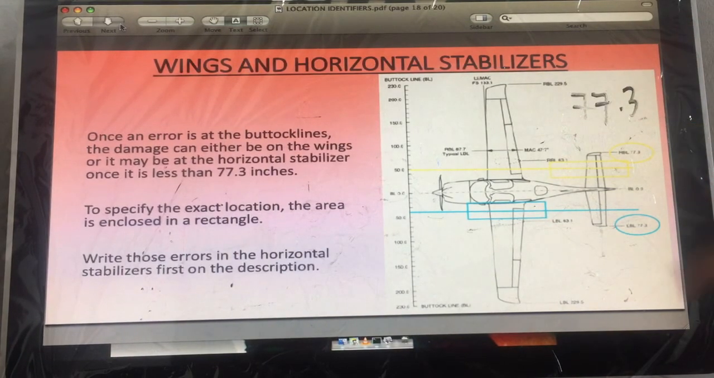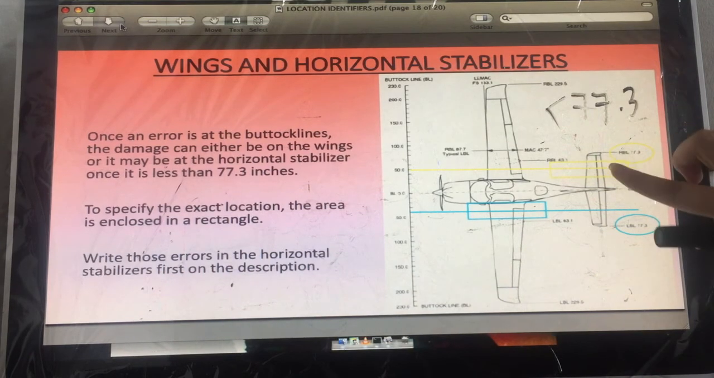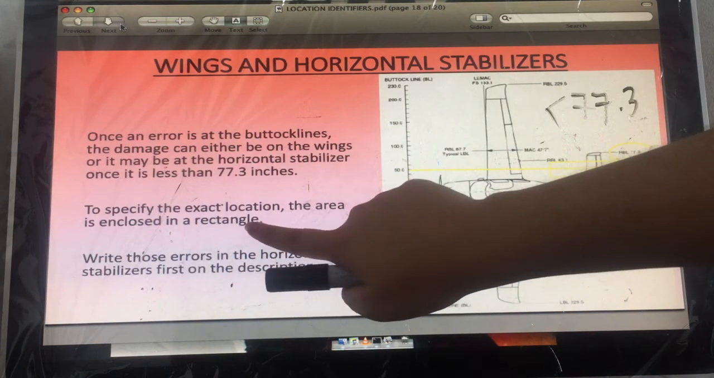So, I will send the original file for you para makita nyo ng mas malinaw. Pero this is 77.3 pareho. RBL 77.3 to LBL 77.3. Ito yung laki ng horizontal stabilizer. So, kapag ang error mas mababa dito, less than 77.3, pwedeng ang error nasa wing or nasa horizontal stab. Para mas madali ang trabaho ng mga mekaniko, para mas specific kung saan talaga siya, ilalagay natin ng rectangle kung saan yung area ng damage. So, to specify the exact location, the area is enclosed in a rectangle.